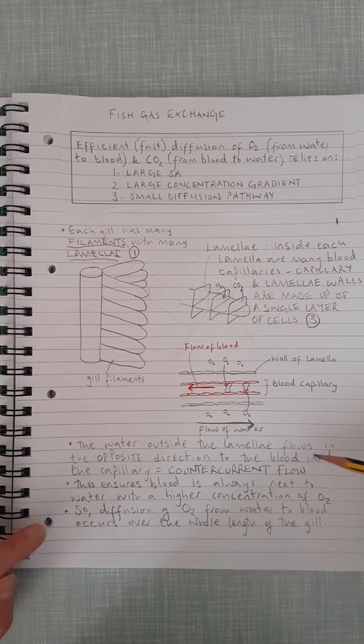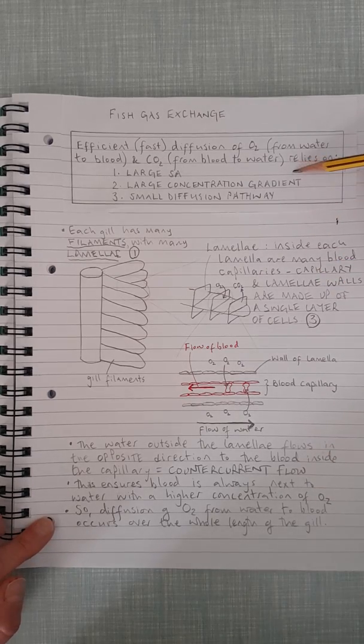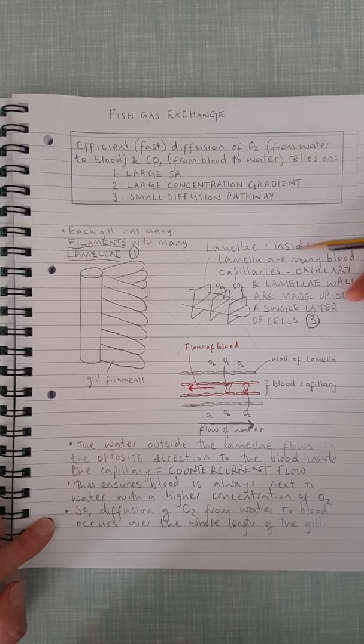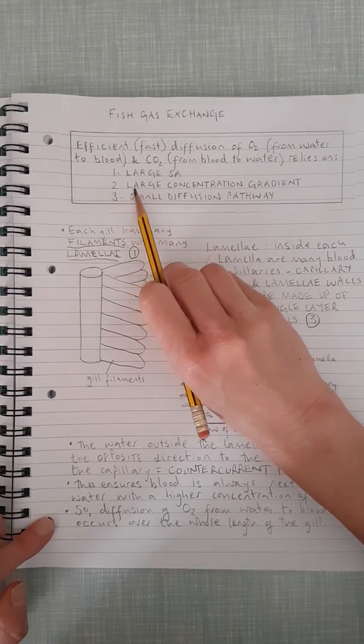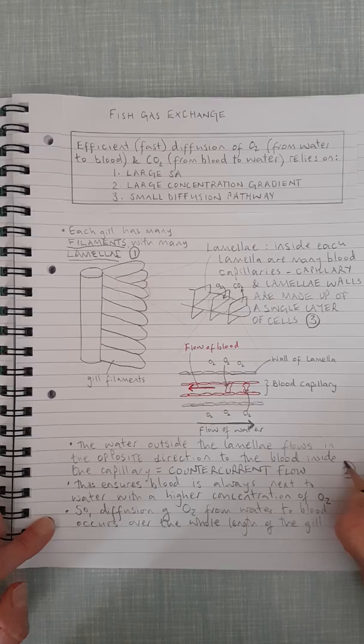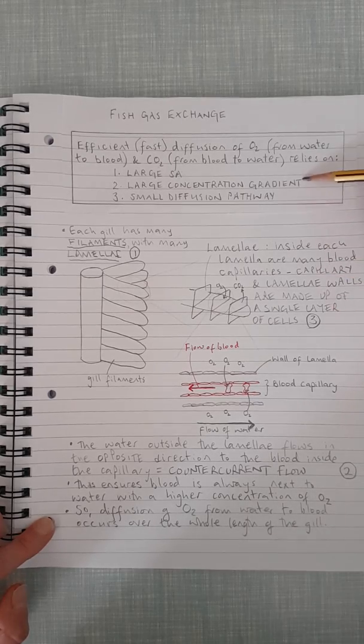Okay, so if we just finish off by looking back at our little list of aspects of Fick's law that the exchange system has to meet, and we've just talked about the countercurrent flow here, which is to do with maximising the concentration gradient, so we can add a number 2 there to refer back to our list.